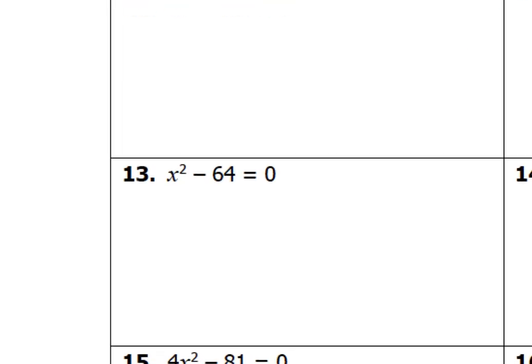Let's do this one. Let's do number 13. Okay. Does this look familiar to you? Hopefully it does. Notice there's no B term, and this is a perfect square, right? We can square root x squared, and this is a perfect square. Do you remember doing this? It's called the difference of squares.